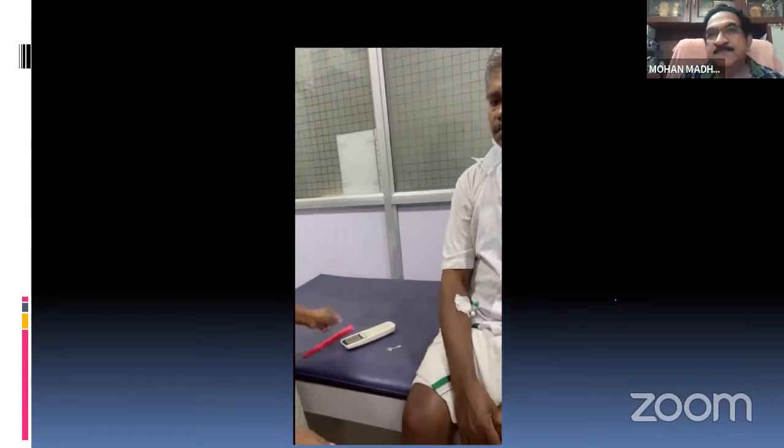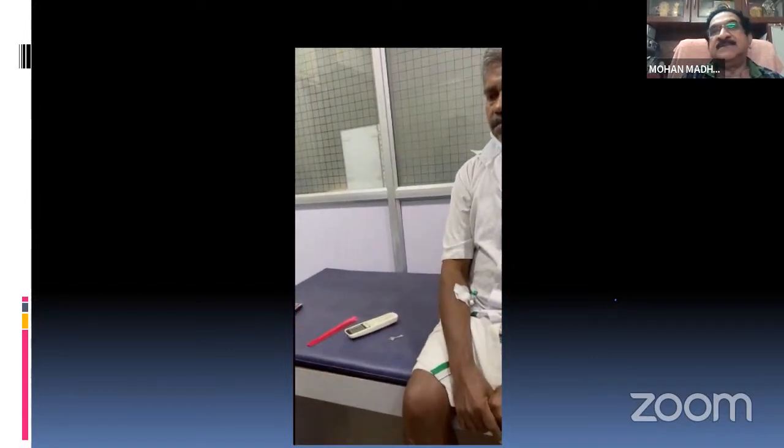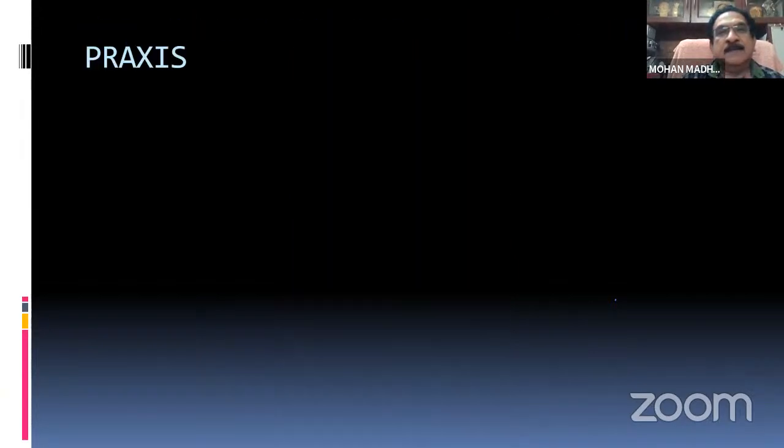So even with the object in hand, this praxis was affected on the left hand. So he cannot mime an action with the left hand. Even with the object in the left hand, he could not do it, and he cannot imitate a movement with the left hand. So all the three types of grades of apraxia were affected on the left side, but all were normal on the right side.